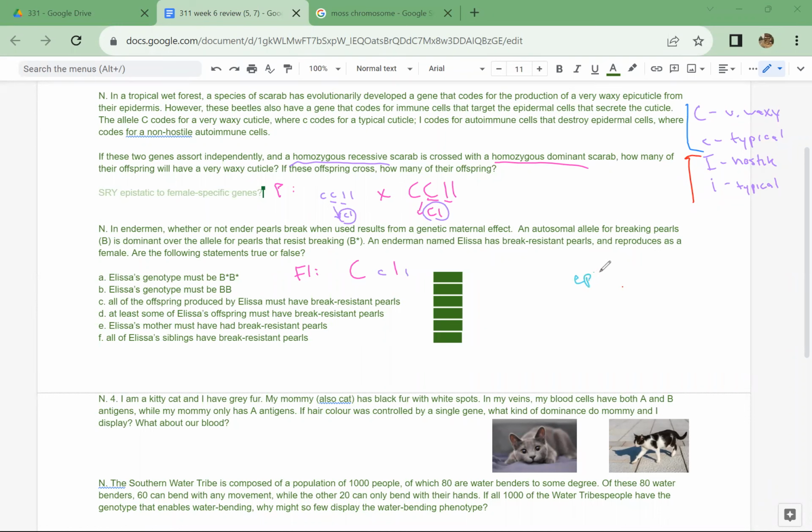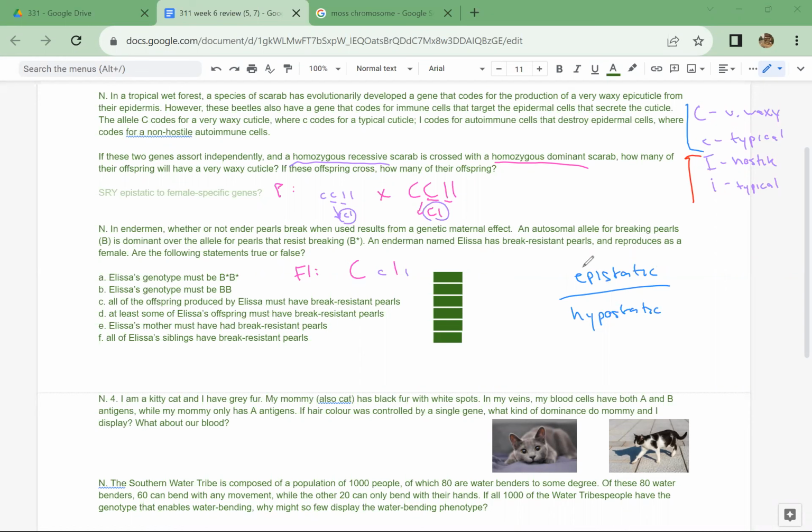So, oops, that's not even the same color. Haha. One moment, please. So we have a gene that is epistatic and a gene that is hypostatic. I was going to do color consistency, but I didn't want to give it away.